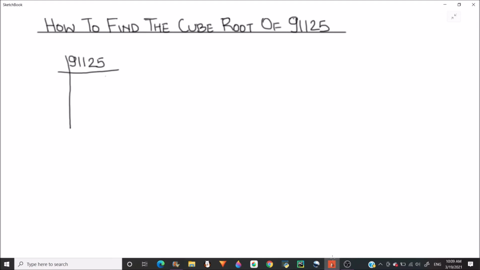Today in this video we are going to learn how to find the cube root of 91,125. For finding the cube root of any number, we need to find the prime factors of that number. And for finding the prime factors, we need to do the prime factorization or the long division method. Prime factors are the factors of a number which are prime numbers. So we will be using the long division or the prime factorization method for finding the cube root of this number. The first four prime numbers are 2, 3, 5, 7.